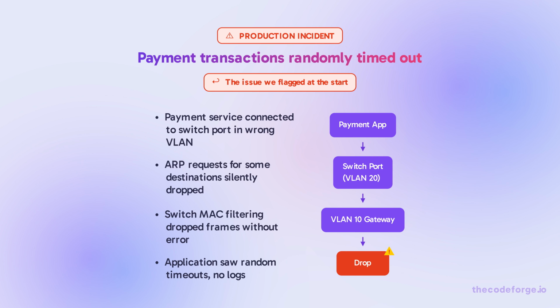This is the same issue we highlighted at the start. Here's exactly why that happened. The payment service was connected to a switch port configured for a different VLAN. ARP requests for some destinations were silently dropped by the switch's MAC filtering rules. The application saw random timeouts, but no errors in the logs because the packets were dropped at layer 2.